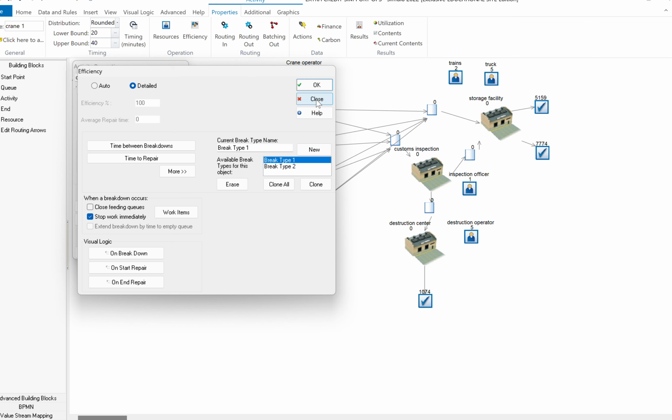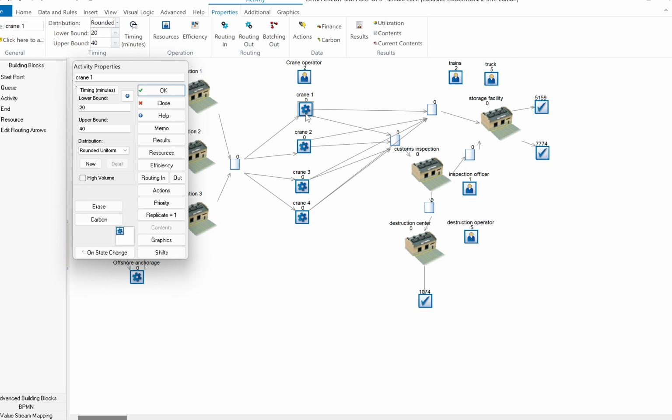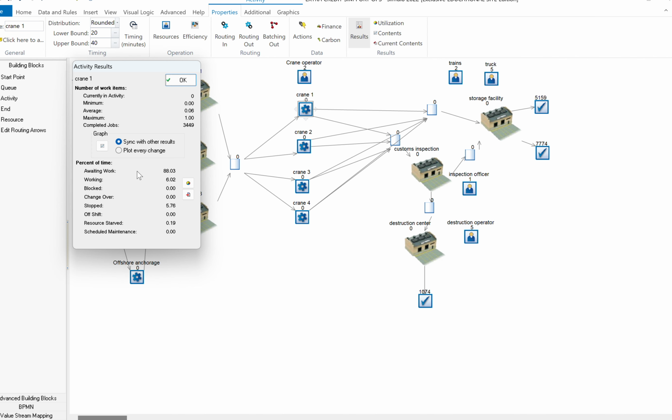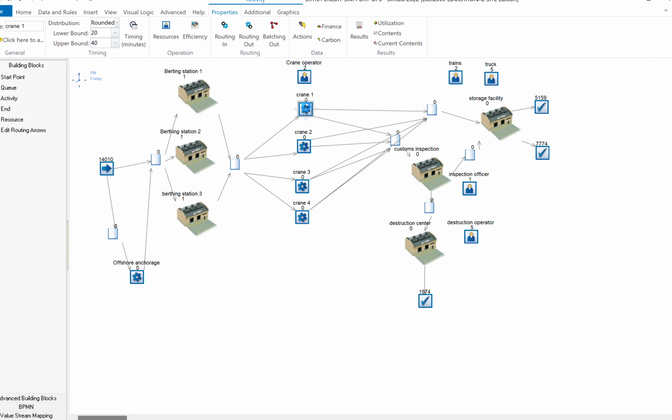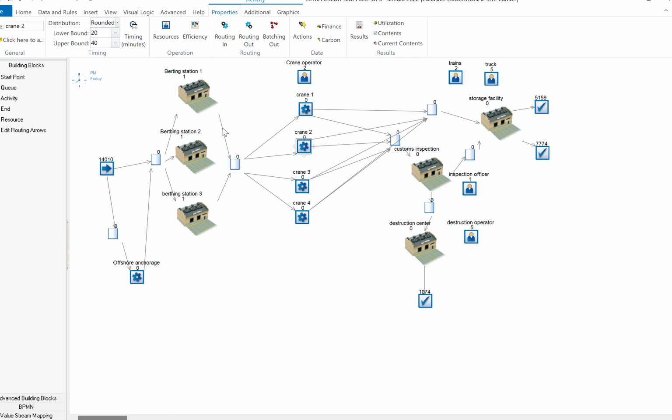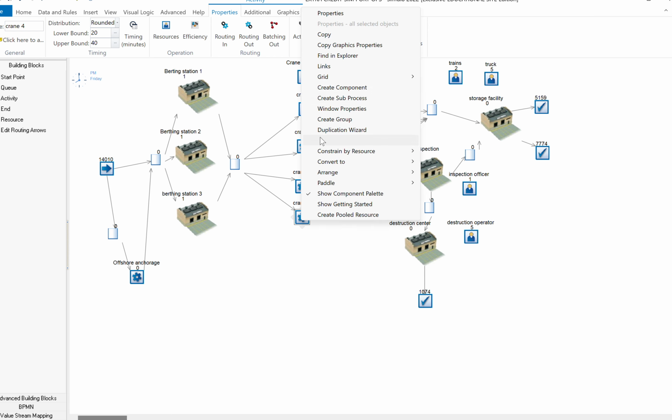If we look at the results on these, for crane 1, 88% of the time it's awaiting work, 6% of the time it's working, and 5.76% of the time it stopped because it probably broke down or didn't have a resource, so it was resource starved. You can see right here in the results that it was resource starved 0.19% of the time. And let's look at crane 4 results here.